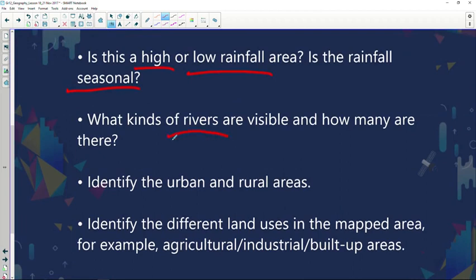Are there any rivers visible? Now, you've learned about the different rivers. You've got permanent rivers and non-perennial rivers. Non-perennial rivers usually flow only during seasonal rainfall. Perennial rivers will flow right throughout the year. Now, it's very easy to determine the different types of rivers.